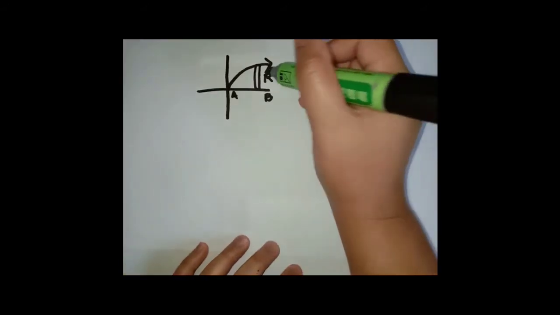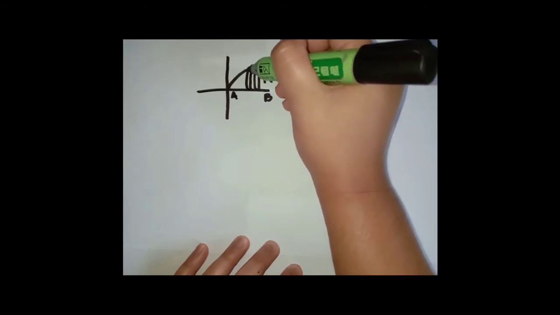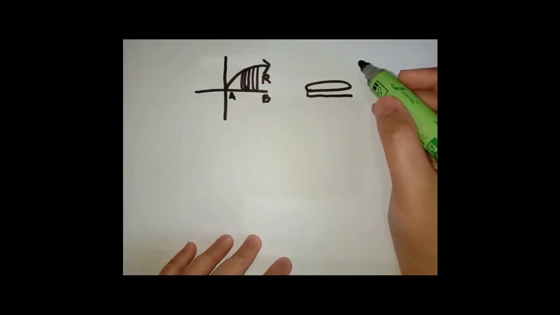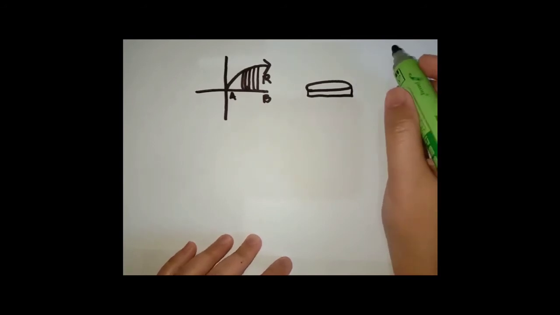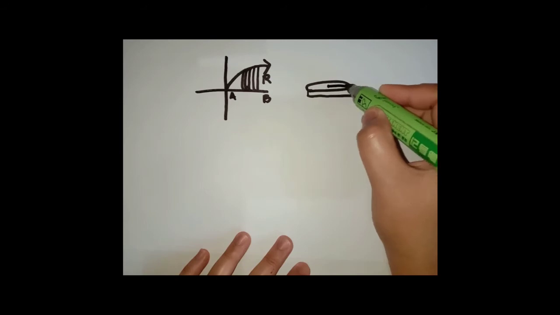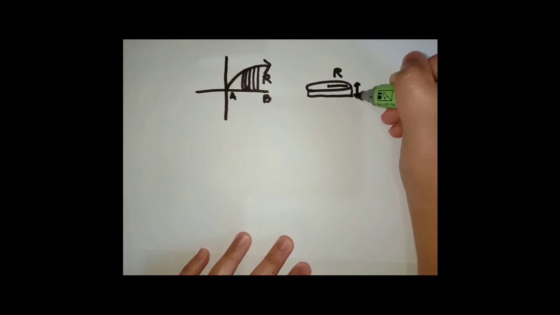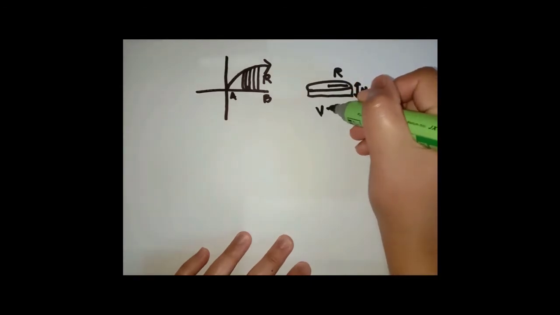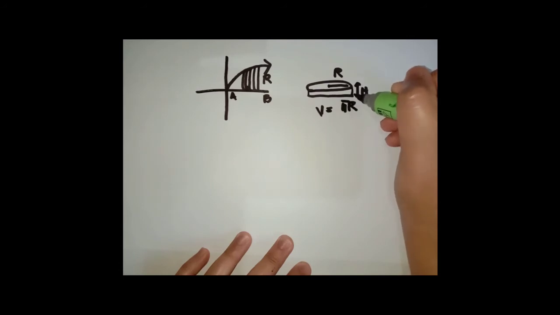As we rotate the region about the x-axis, we can form something like a disk. If we draw this disk another way, we can notice that it forms something in the shape of a cylinder. A cylinder has a radius r and a height represented by h. The formula for the volume of a cylinder is the cross-sectional area times the height.